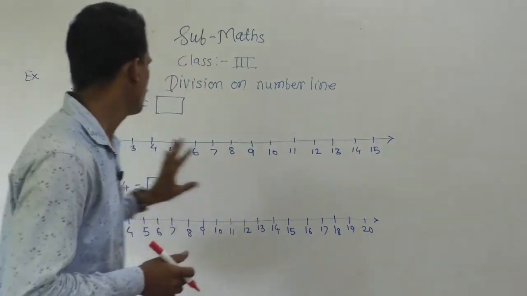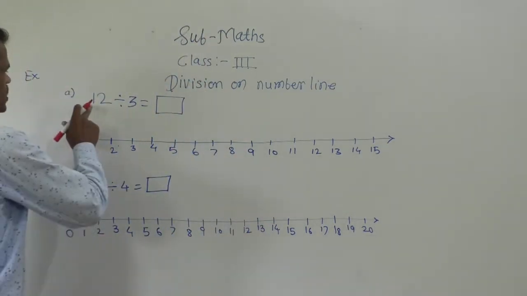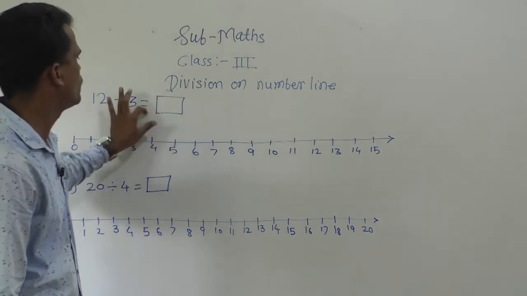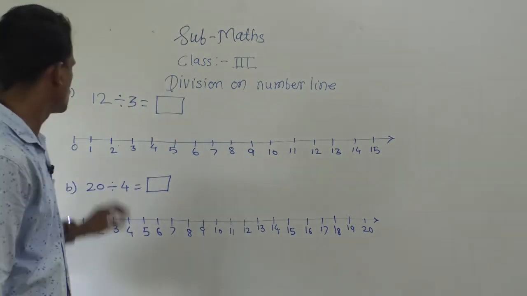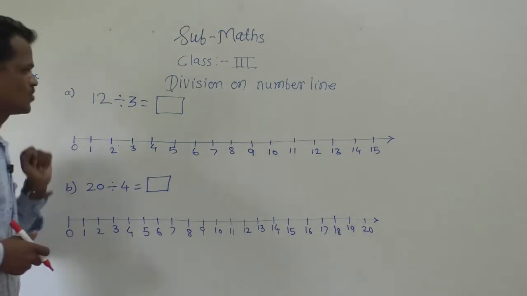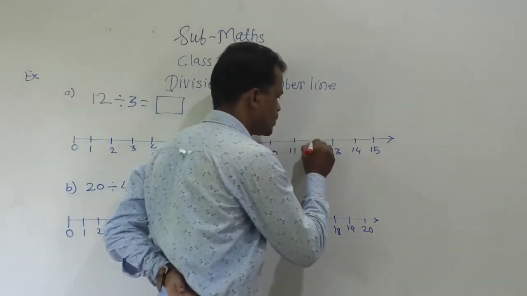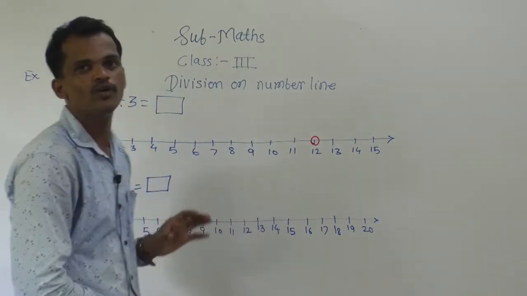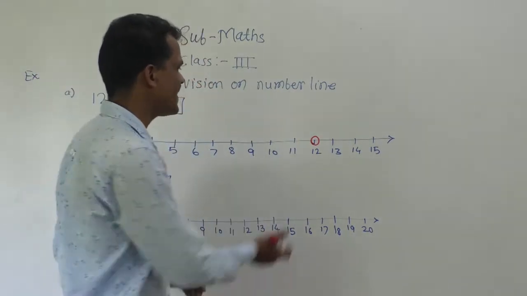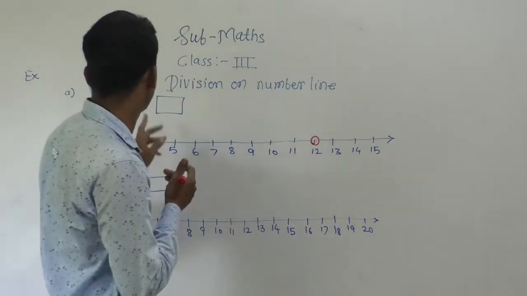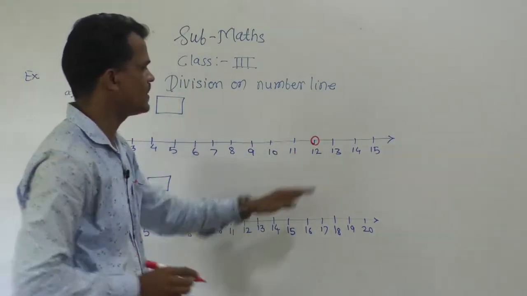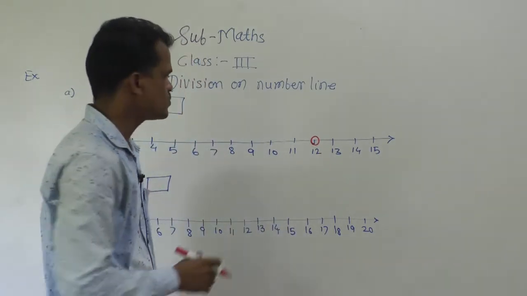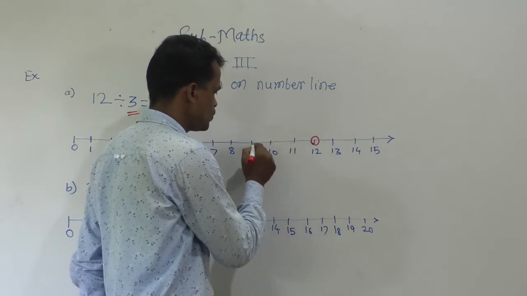See, first example, 12 divided by 3, and we have to find the quotient. You have to start from 12. 12 divided by 3 means every time you have to subtract 3. Every time you subtract 3 means you go 3 steps backward. So see here, 1, 2, 3.